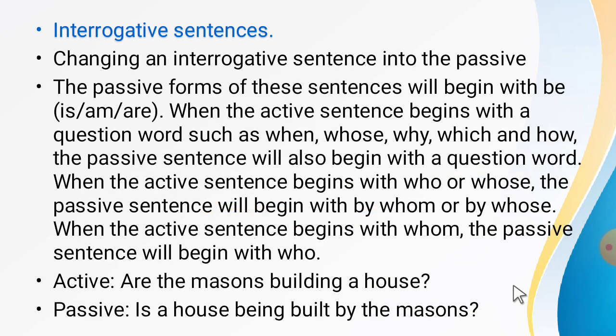Here are some of the interrogative sentences. Changing interrogative sentences into the passive: how do we change it? The passive form of these sentences will begin with is, am, are. We start it and we begin it with is, am, are.